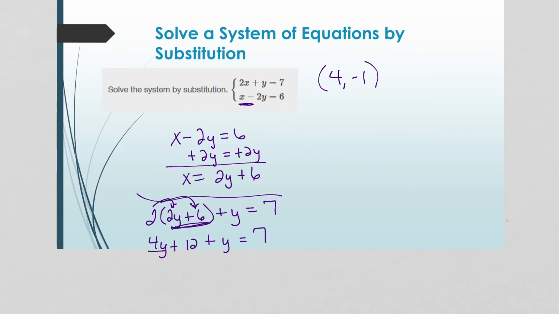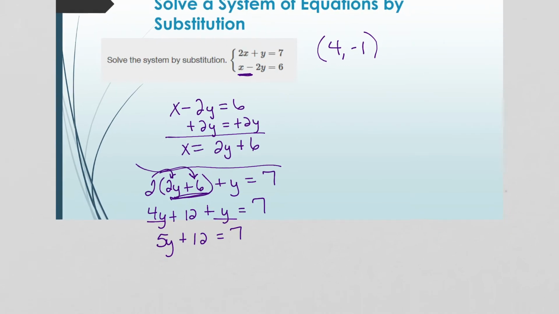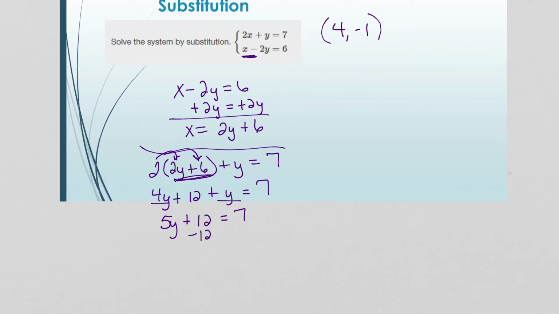And I'm going to combine my like terms. Subtract 12. And divide by 5. Look at that. We got our y is negative 1.